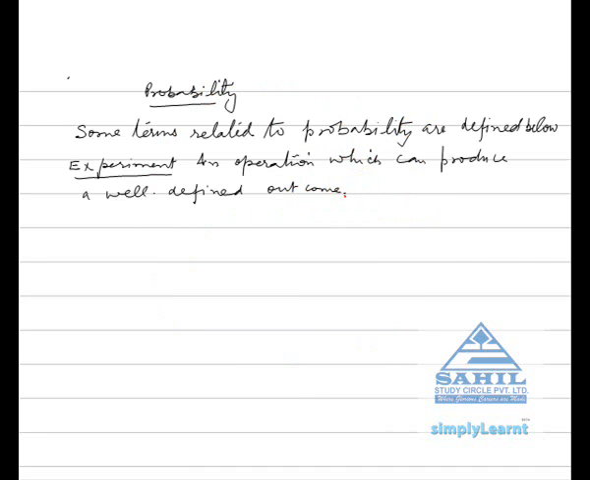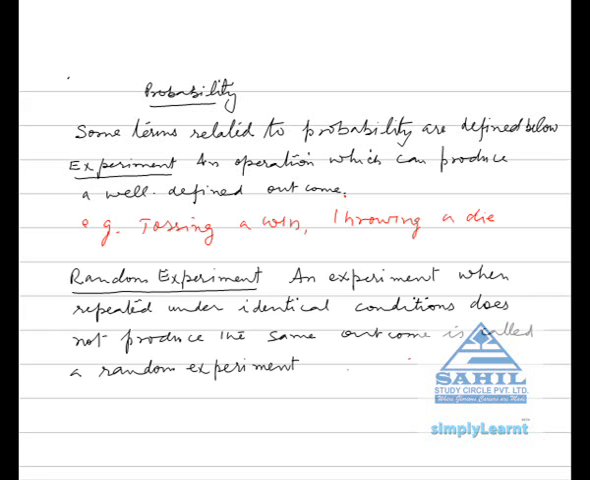Probability. Some terms related to probability are defined below. Experiment: an operation which can produce a well-defined outcome. For example, tossing a coin, throwing a die. Random experiment: an experiment which, when repeated under identical conditions, does not produce the same outcome, is called a random experiment. For example, tossing a coin, throwing a die.